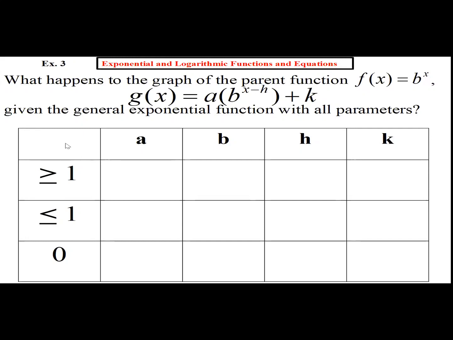So your table on the left side, the first column, you have an empty space first, and then the next row, leave about 2 or 3 lines. It says greater than or equal to 1, leave a space, and then less than or equal to 1, and then another space, and then 0 at the bottom. So it's 3 rows down. And then you move on to the right. First column is parameter A. Next column is parameter B. Next column is H. And the last one, parameter K.